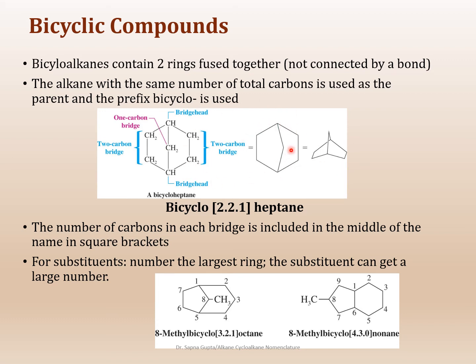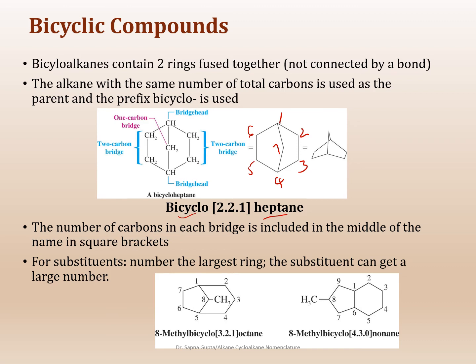So how do you start with the naming? First of all, you write the bicyclo, okay, because you know it's a bicyclic compound. So you write the bicyclo, you put square brackets, and we'll talk about these numbers in a second. And then the heptane. Where is the heptane coming from? Heptane is the total number of carbons you have in there. So the total number of carbons would be 1, 2, 3, 4, 5, 6, 7. So the total number of carbons is 7 in this case, so that is heptane. So that is how you get the bicyclo and the heptane.